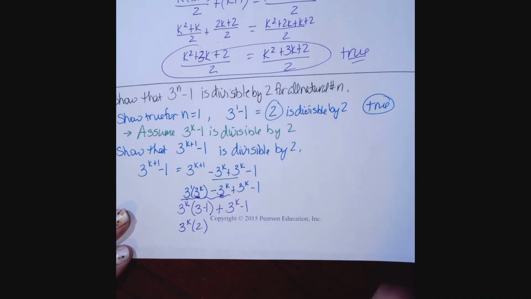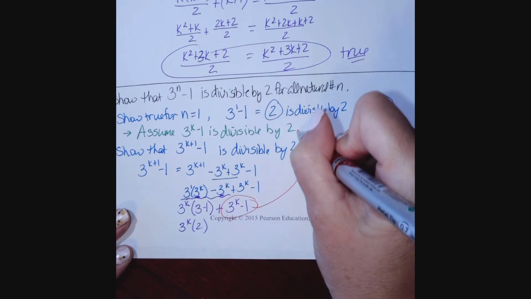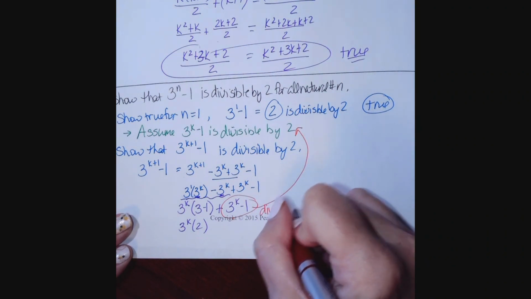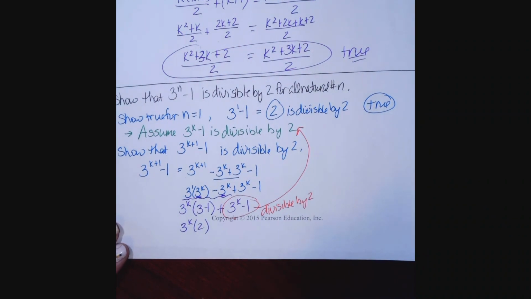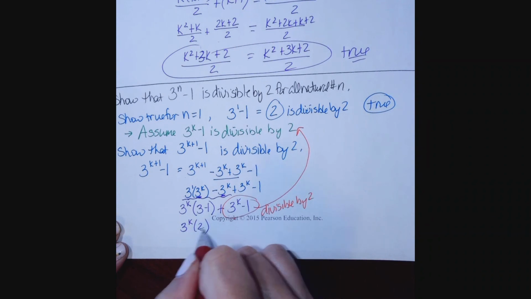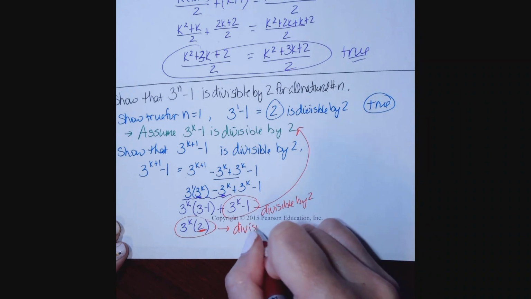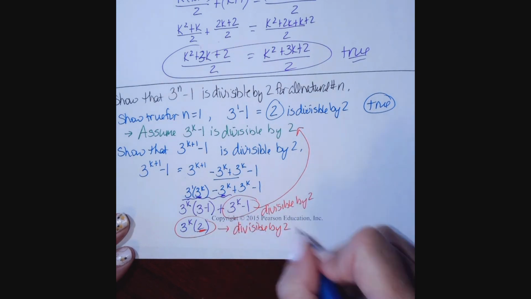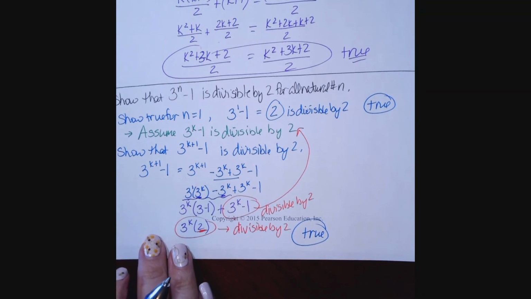Let's look at these two pieces. This piece, 3 to the k minus 1, we assumed is divisible by 2. That was part of our beginning, part of our assumption. And here we have 3 to the k times 2, which means this is also divisible by 2, because anything multiplied by 2 is divisible by 2. And because of that, we've shown that the whole thing is divisible by 2, and our second condition is satisfied.